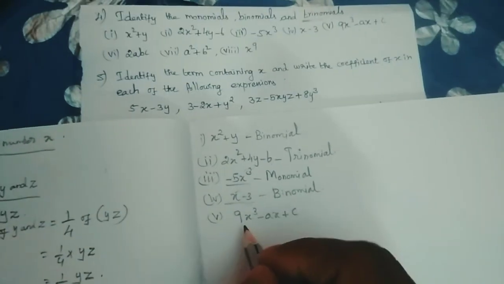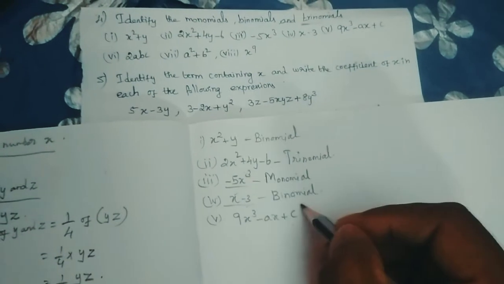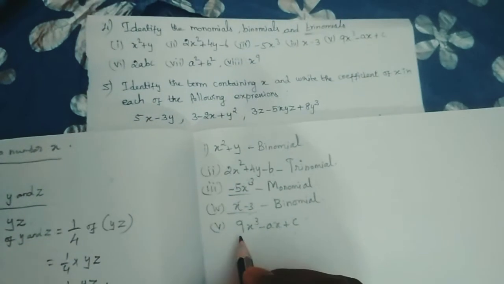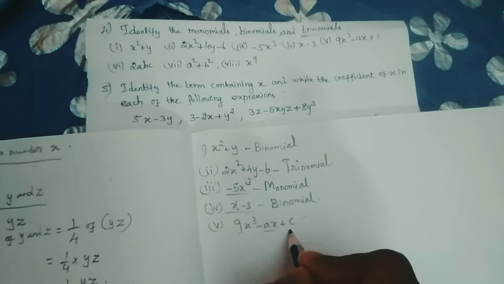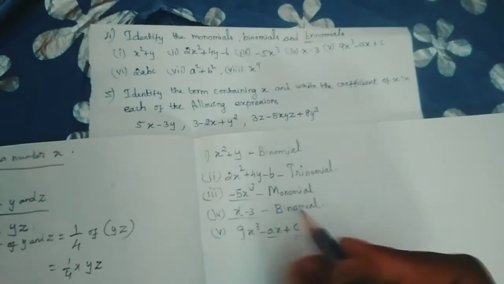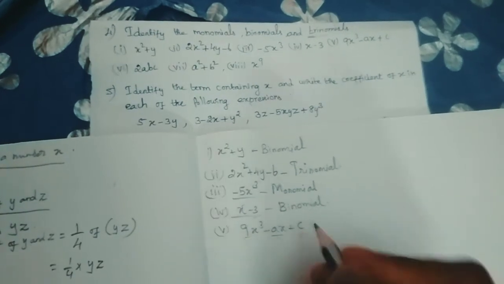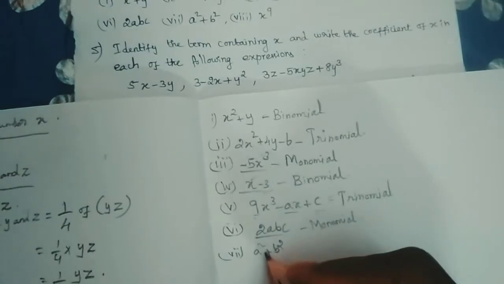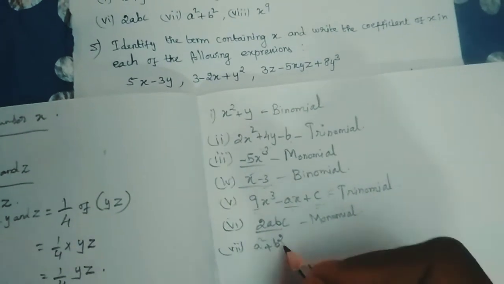Fifth question, 9x cube minus ax plus a. This expression is which type of expression? Binomial, monomial or trinomial? This one is trinomial. Why? Because in this expression totally 3 terms are there. The 3 terms are unlike. So this expression is called the trinomial. This expression having only one term, so this is called a monomial. In this expression totally 2 unlike terms are there, so this expression is called the binomial.